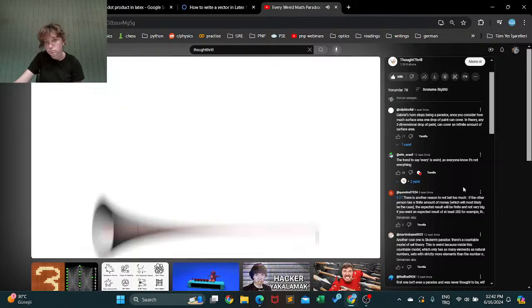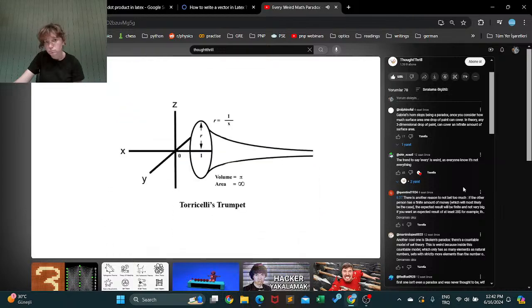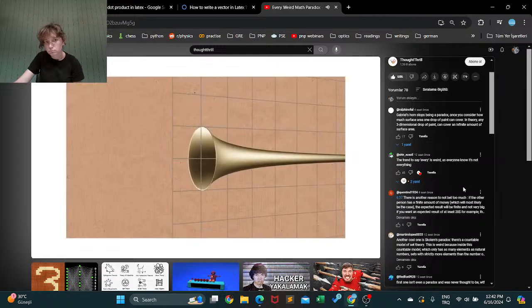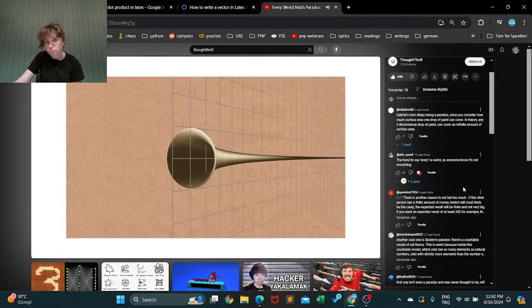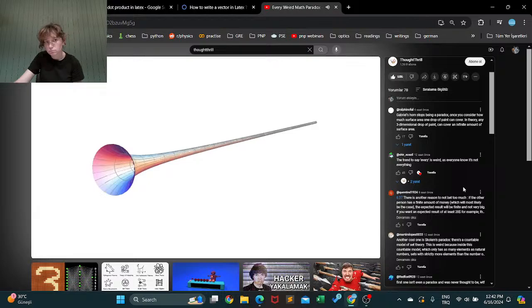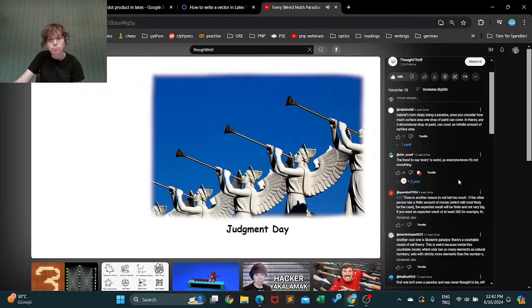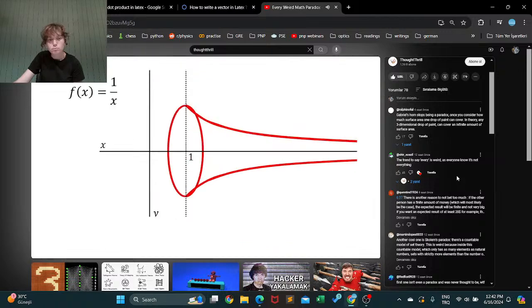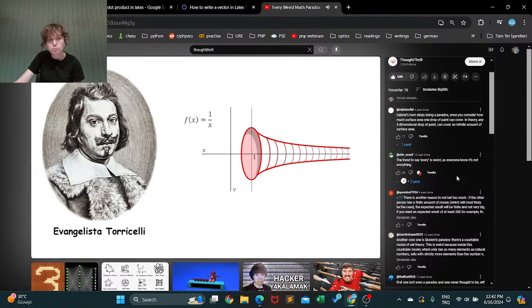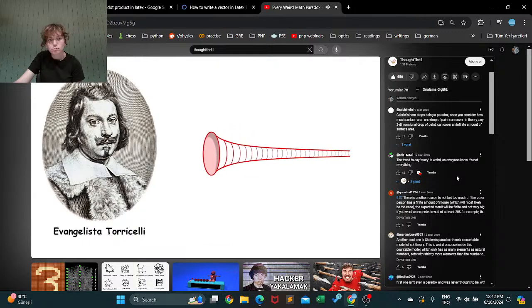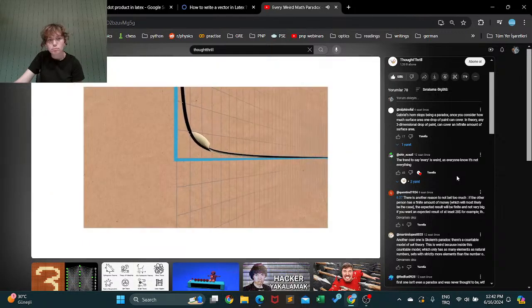Gabriel's horn, also known as Torricelli's trumpet, is a fascinating geometric shape that has an infinite surface area but a finite volume. This paradoxical figure was named after the archangel Gabriel, who was said to blow a horn to announce Judgment Day in Christian tradition. The shape was first studied in the 17th century by Evangelista Torricelli, an Italian physicist and mathematician. It's a super long trumpet that stretches out to infinity.